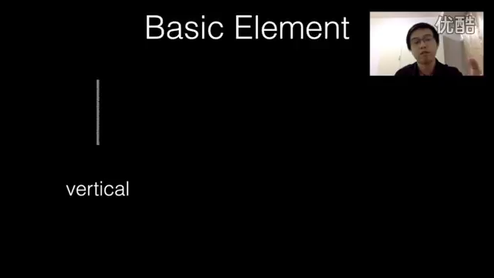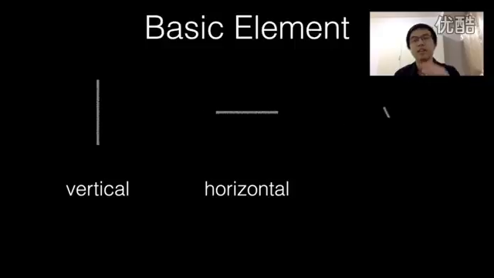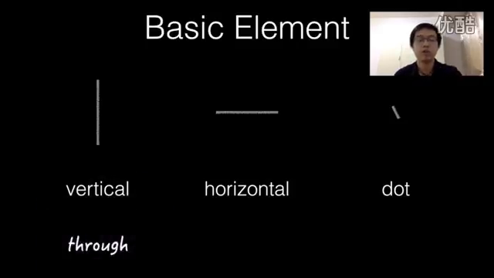Okay, let's move on. In Chinese characters, we have a lot of basic elements. Here we just introduce some very, very basic elements. First, we call them the vertical, the horizontal, and the dot. We can use these three elements to make a lot of words. Each of the elements has its own meaning. The first, the vertical, means throw. You can throw anywhere from the earth to the sky. No one's going to stop you. That's the vertical.